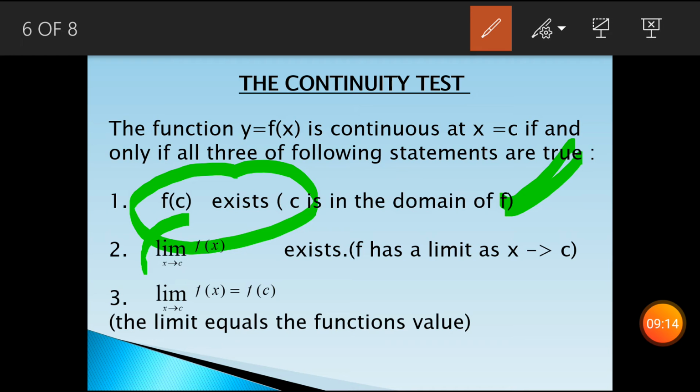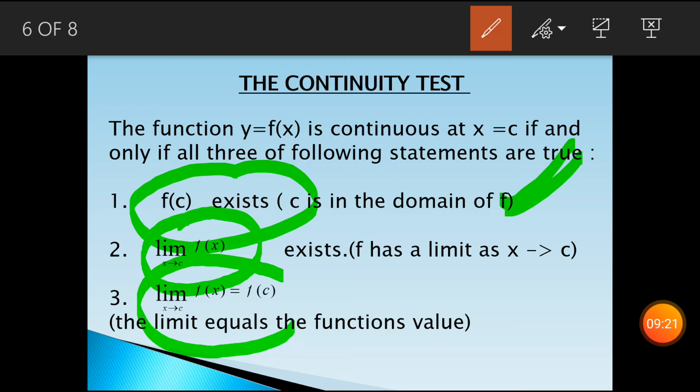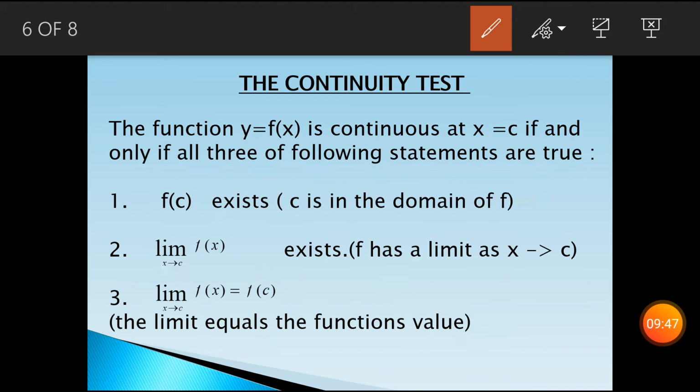Second, the limit should exist. It means the left hand limit should be equal to the right hand limit. Third point, the value of the function should be equal to the limit value. It means limit x tending to c, f(x) equals f(c). So the limit equals the function value. So these 3 points you are going to keep in your mind. Okay, so note down all these things. These are very important things. So whenever you are about to check the continuity, you just check all these 3 points. Okay. Now the next thing, what is that?